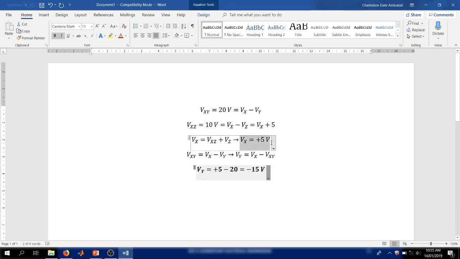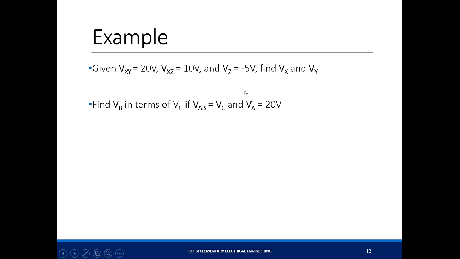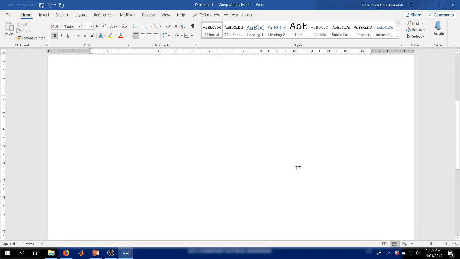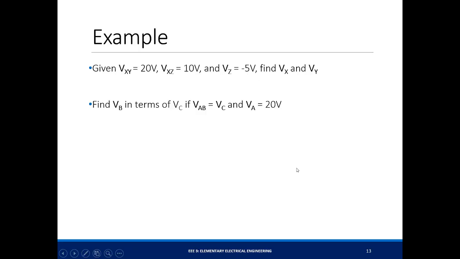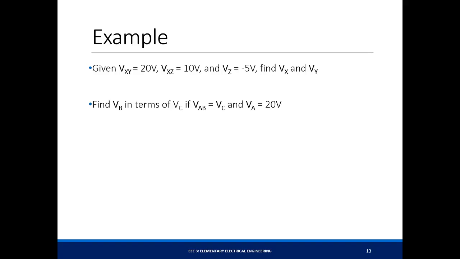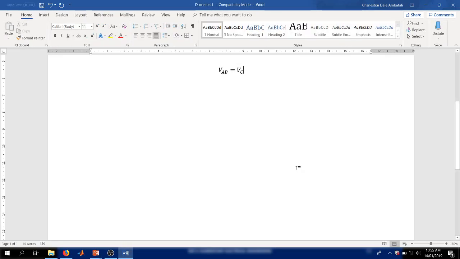And finally, for the next, find VB in terms of VC if VAB is equal to VC and VA is equal to 20 volts. So let's list the given again. So we have VAB is equal to VC. And VA is equal to 20 volts.